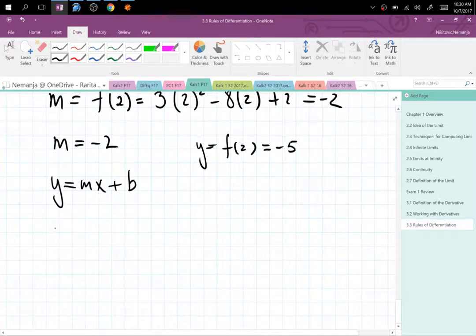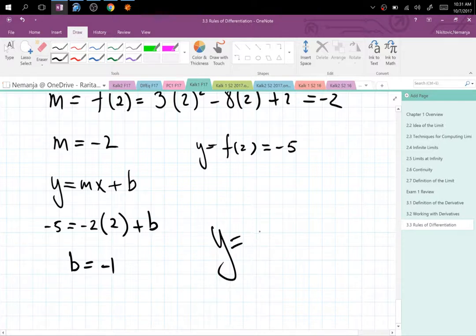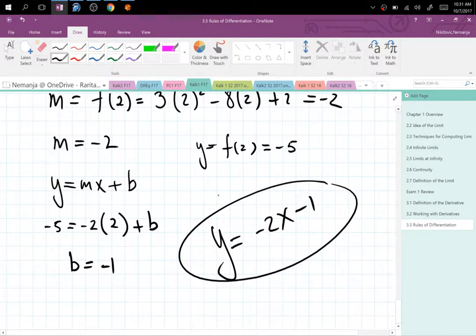So now we have y is negative 5, m is negative 2, x is 2 plus b. So b is negative 1. Y equals negative 2x minus 1. There's the answer.